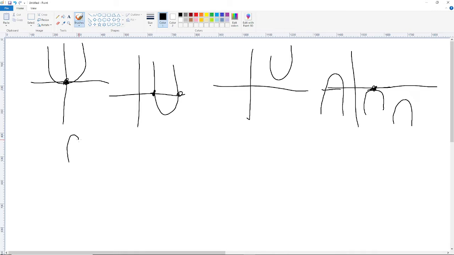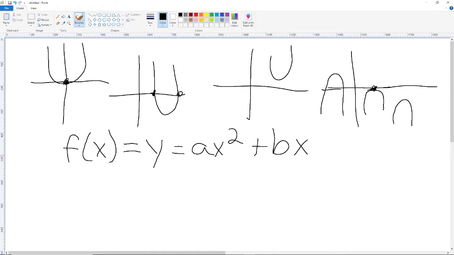Well, these equations, we say it's f of x. Sometimes we say it's y equals ax squared plus bx plus c. And that's called a quadratic. It's something squared, and then there's an x to the first power, and then there's a constant term. And if this a is negative, that means it's upside down. If it's positive, it means it's right side up.